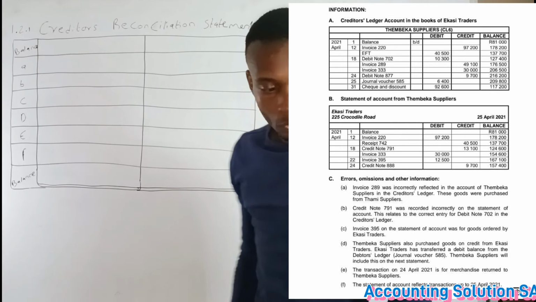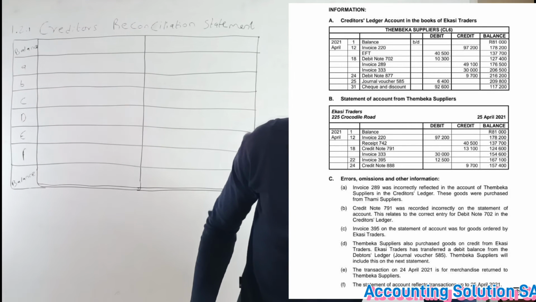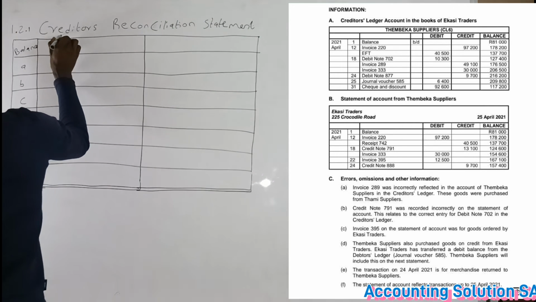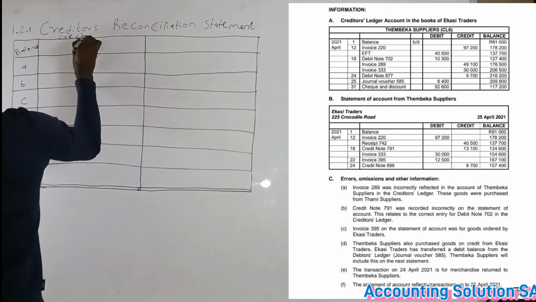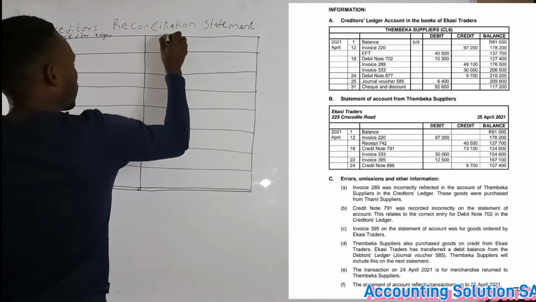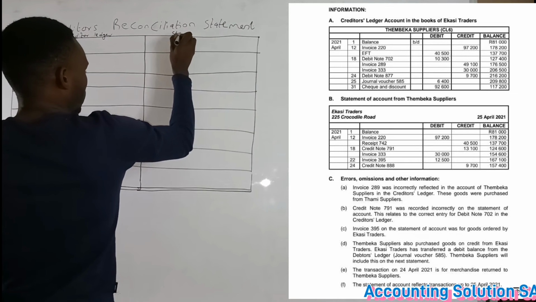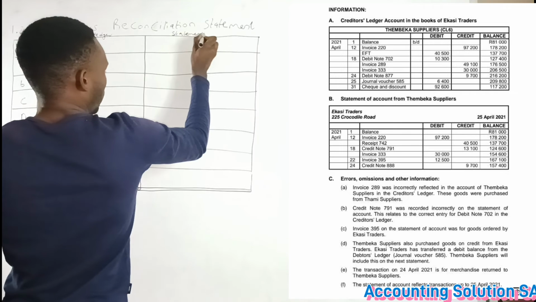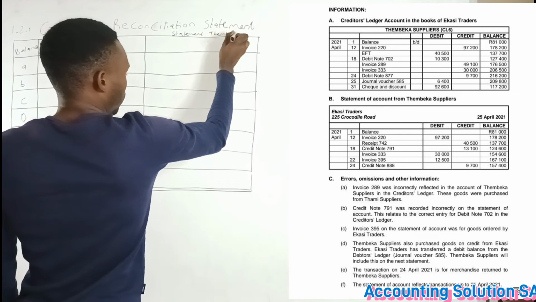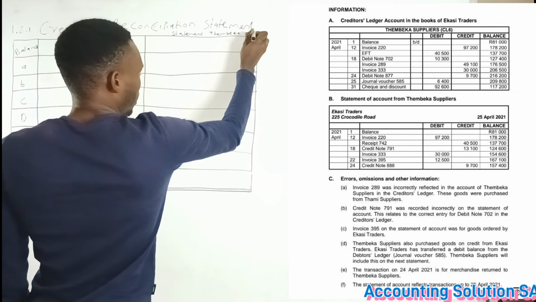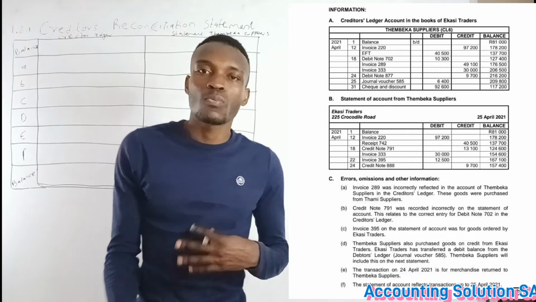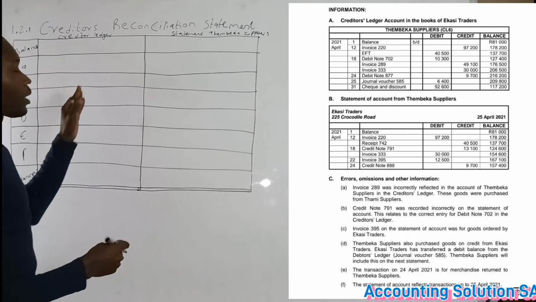All right. So this is the table that we have been given. They stated that this side is a creditors ledger and this side is a statement of Tembeka supplier. Which means that the 49,100 we have to correct under the creditors ledger.